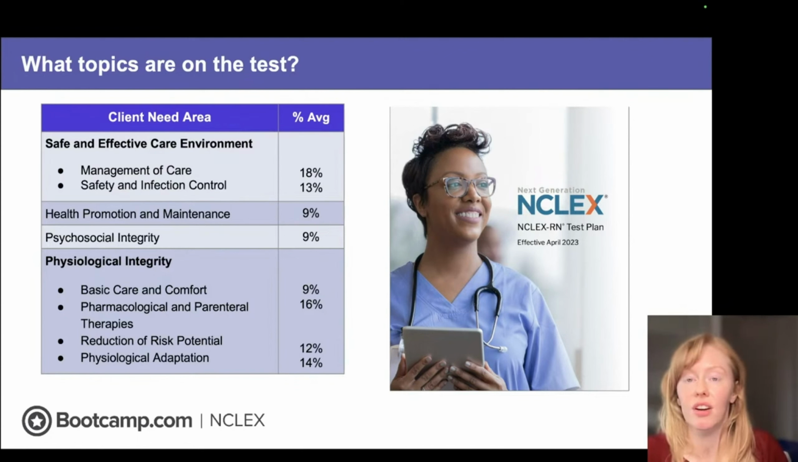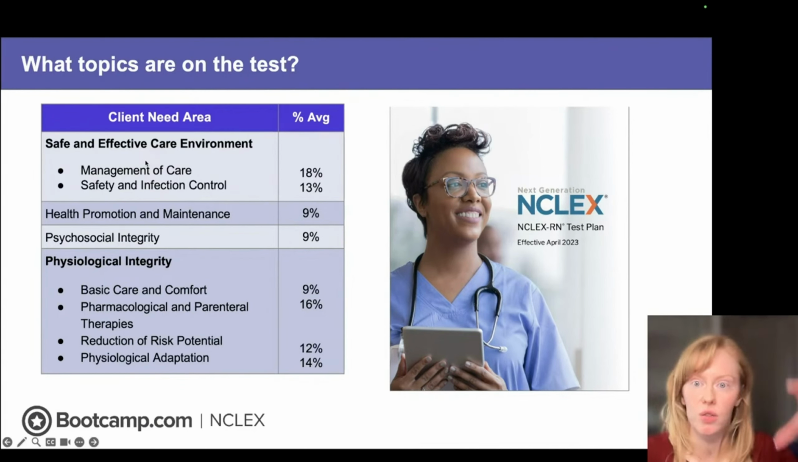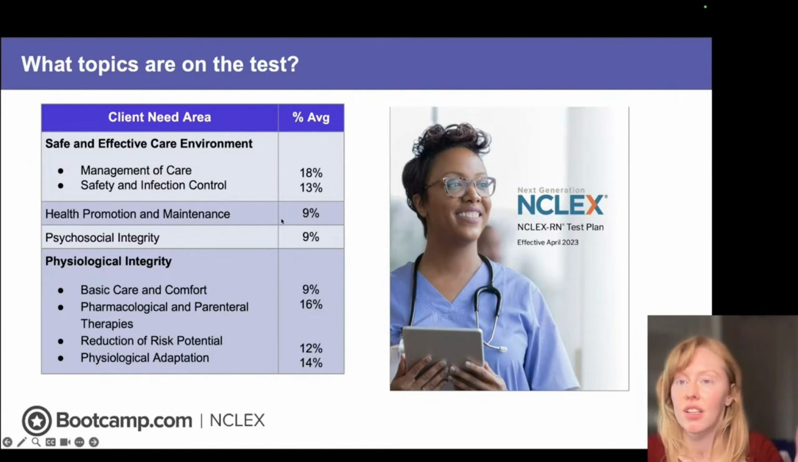What are the things that are keeping our patients safe is about 13%. That's helping manage or direct the care at that unit or system level. That's your prioritization, delegation, assignment, keeping everything running. Health promotion and maintenance, so assessing whether children are meeting developmental milestones, making sure that women are gaining enough weight during pregnancy, vaccine prevention, things like that. Psychosocial integrity, so your therapeutic communication. Basic care and comfort, that's your skin care, mobility.